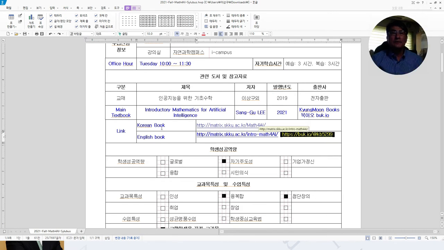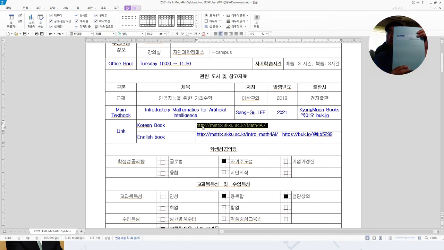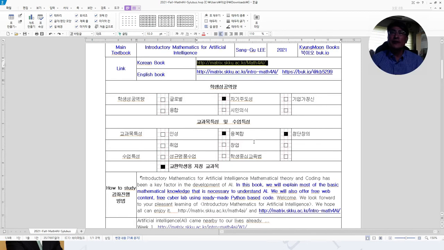And also the Korean version of mathematics for AI is going to be this book by Big Book. And this digital book can be downloaded from here for free.